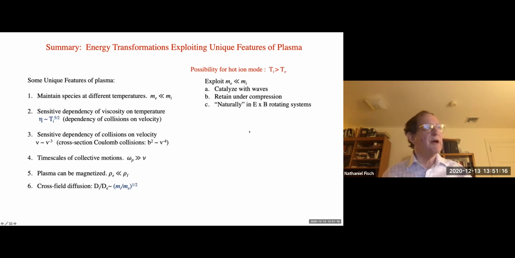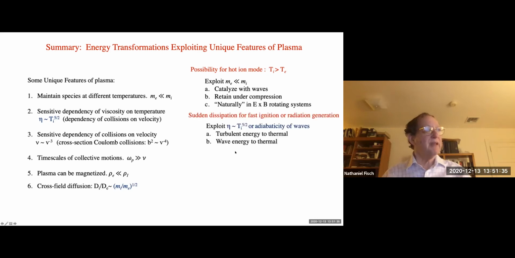It opened the possibility for hot ion mode. We could catalyze that with waves. We could retain it under compression. And in an E cross B rotating system, there's ways of actually getting to that sort of naturally by using viscous dissipation as opposed to a frictional dissipation.